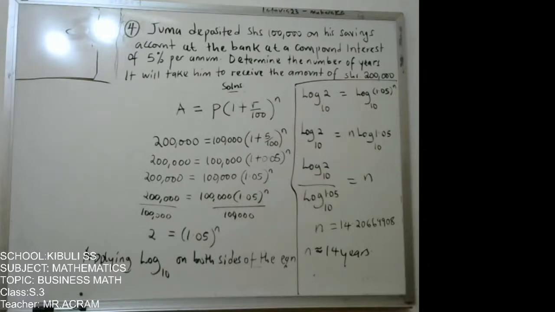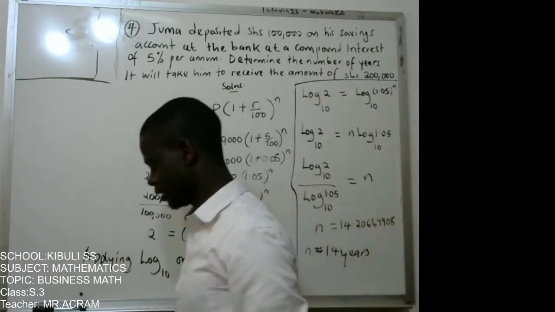Zero point 2066. 6908 times 12. There will be like 2.4 months. 14 years and 2 months. Okay, another person can say 14 years and 2 months there.